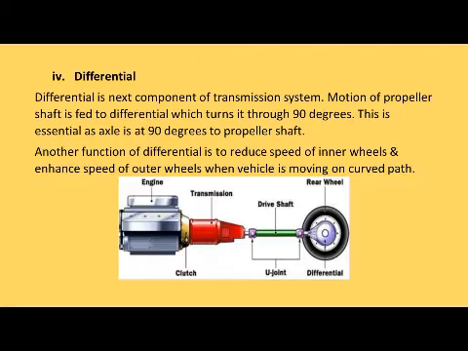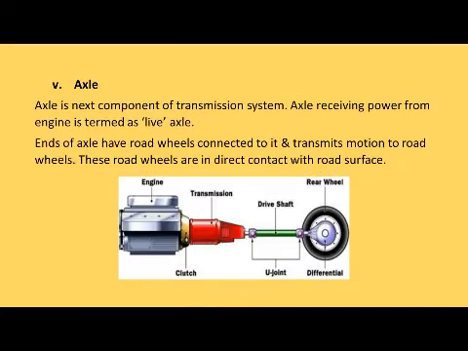Differential. The differential is the next component of the transmission system. The motion of the propeller shaft is fed to the differential, which turns it through 90 degrees. This is essential as the axle is at 90 degrees to the propeller shaft. Another important function of the differential is to reduce the speed of the inner wheel of the vehicle and at the same time enhance the speed of the outer wheel by the same amount. Why is this required? This is required when the automobile is moving on a curved path.